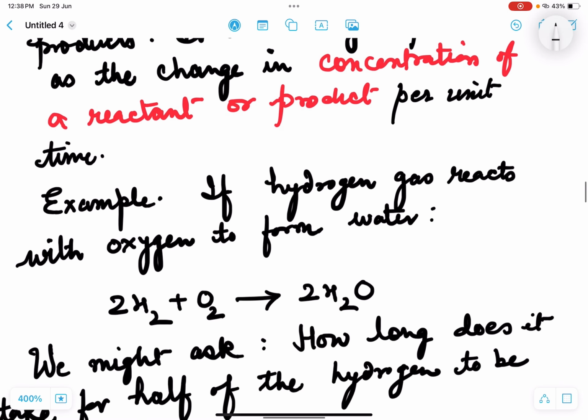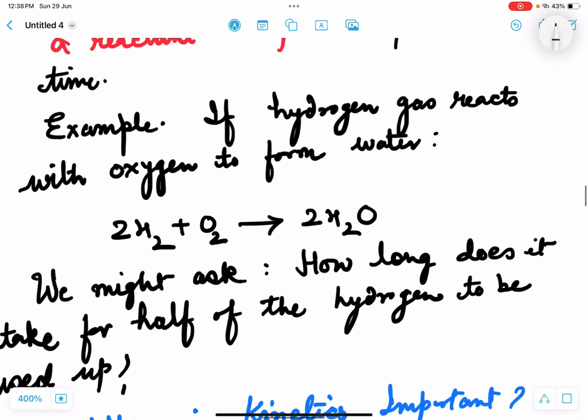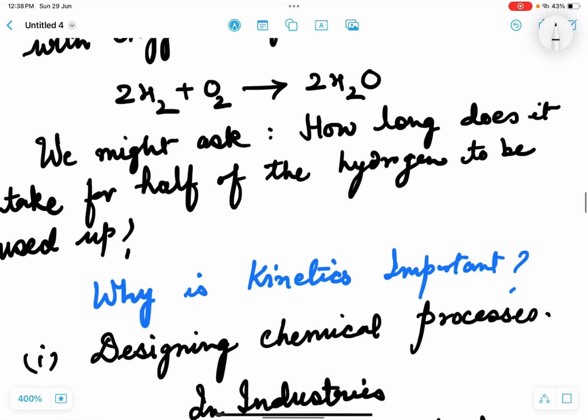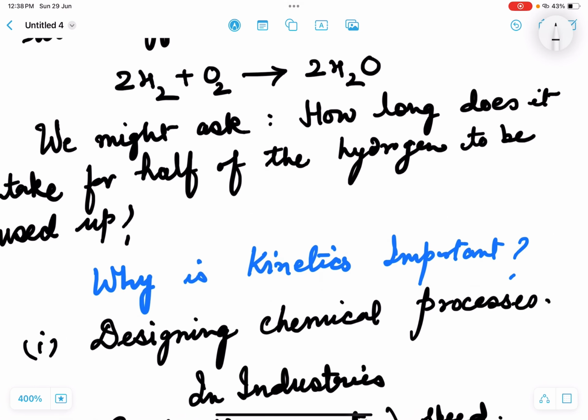Example, suppose hydrogen gas reacts with oxygen to form water. So we might ask, how long does it take for half of the oxygen to be used up? This question is dealt with in chemical kinetics. Now, why is chemical kinetics important?